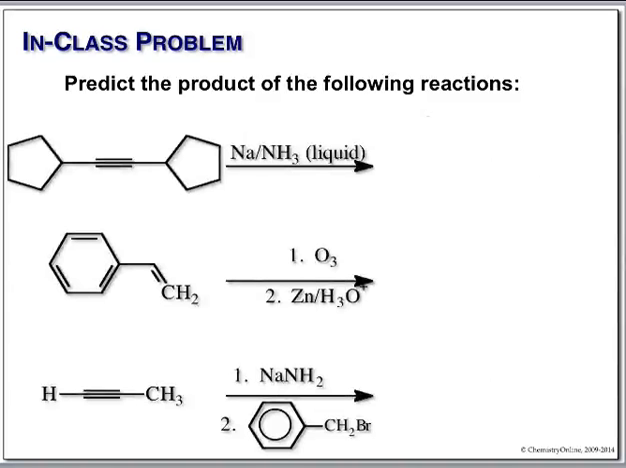Here we have an alkyne. We have sodium and liquid ammonia. This is dissolving metal reduction. We remember that that goes stepwise. It's a radical reaction. And because of that, we get the most stable alkene, which is typically the trans alkene. So this undergoes reduction. We simply wind up with our trans alkene.